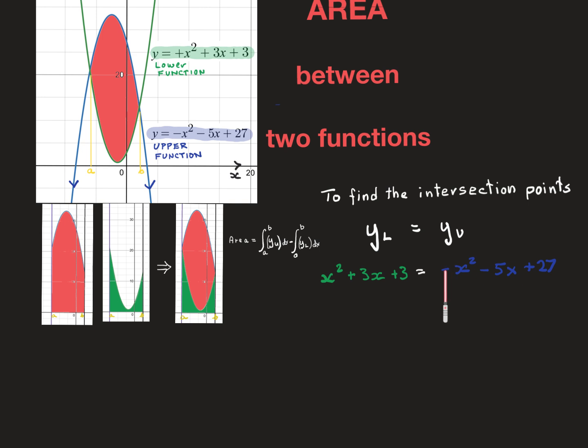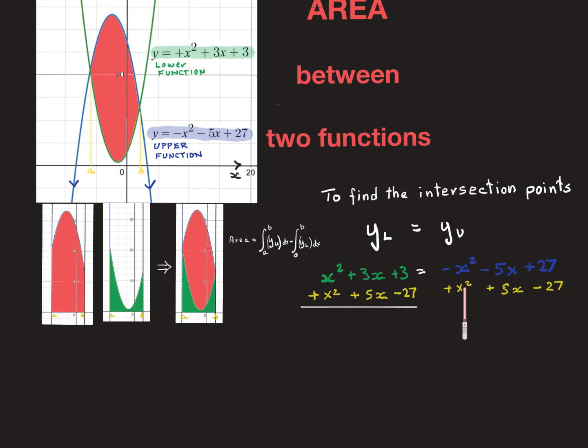Now I would like to move all these terms on the right-hand side to the left-hand side of the equation. And as a cute way of doing that, what I want is now to add x squared here, to add 5x on this side, and to take away 27 on that side. If I did it on the right-hand side, I must do this also on the left-hand side. So I'm going to add x squared, I'm going to add 5x, and I'm going to take away 27. Now I know that everything on the right-hand side will end up 0 because minus x squared plus x squared is 0 and so on. But what is this on this side?